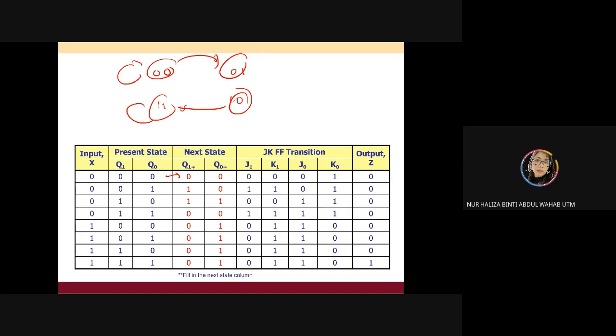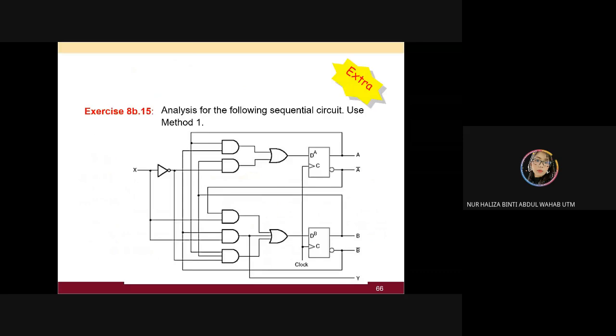I think it's similar because it's a counter, right? 0, 0 is going to be 0, 0 for 0. Here will be 1. Here will be 0. So it will be similar. Only the difference is in terms of the JK. But basically all the outputs supposedly will be similar. So you can see.